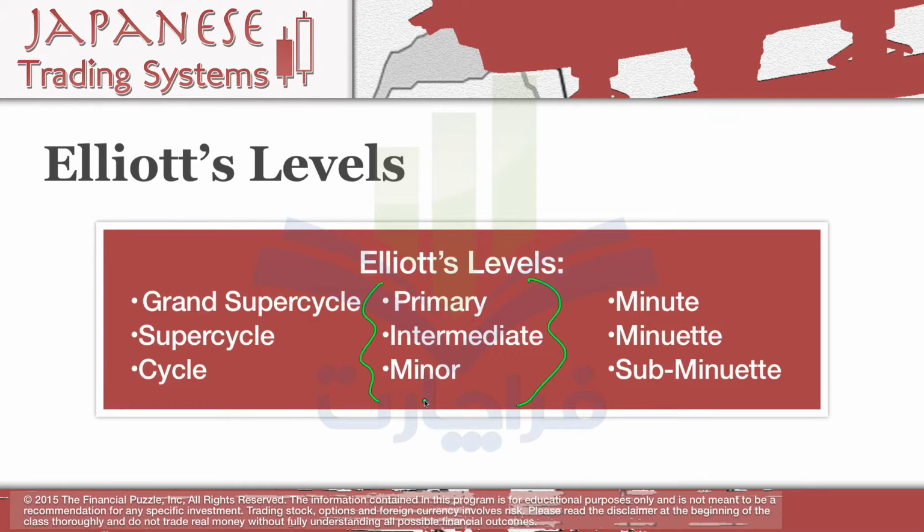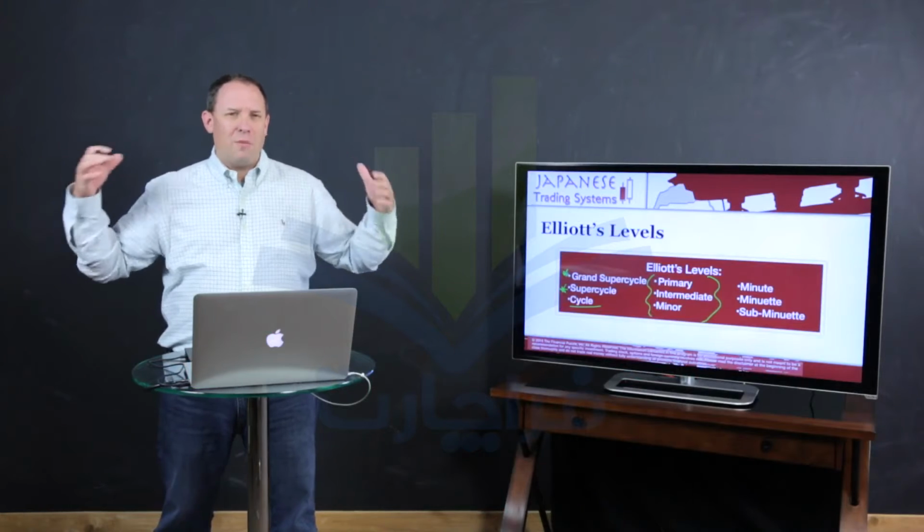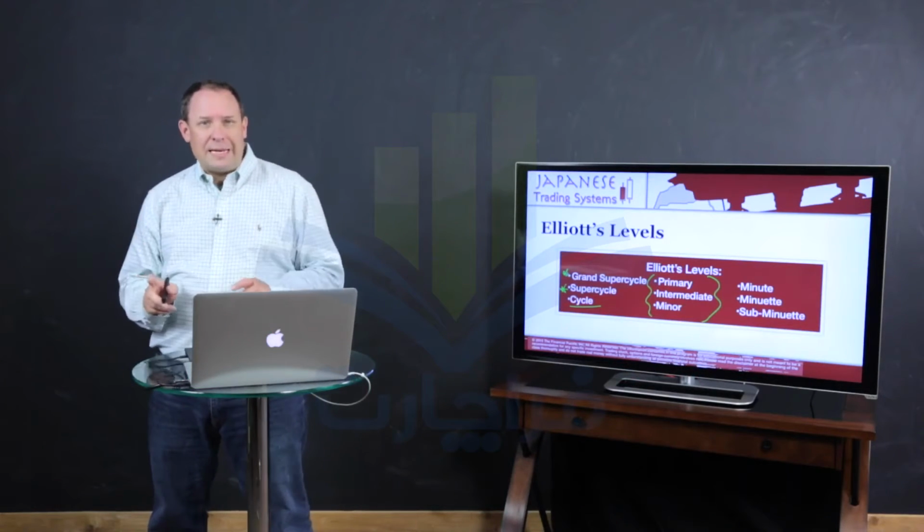Built off those 3. And he took it up and he said that the primary waves make up a larger cycle that we call the cycle level. The cycle makes up a larger cycle we call the supercycle. And the supercycle makes up a larger level called the grand supercycle. These are getting to be huge cycles of market oscillations. But you can also take it down to smaller levels.